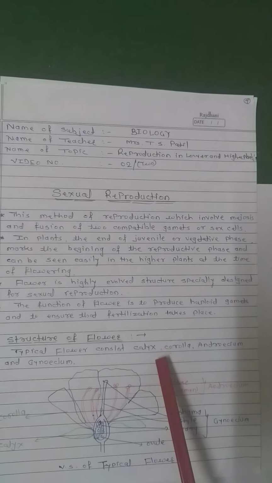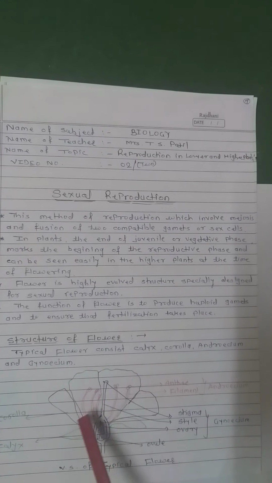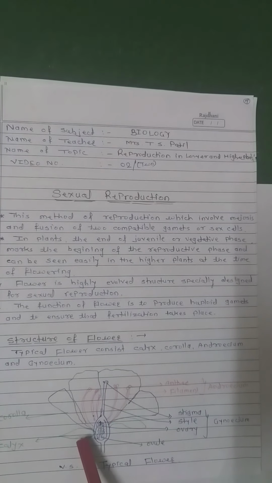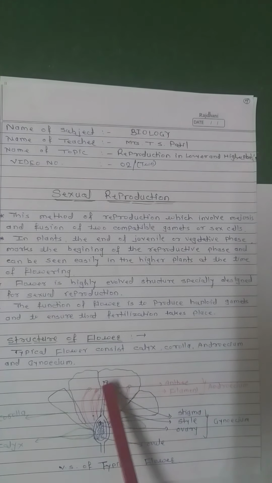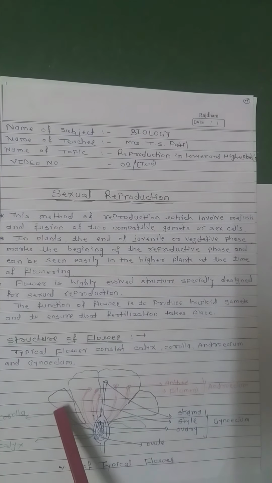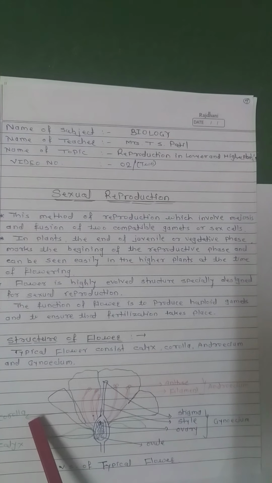A typical flower consists of calyx, corolla, androecium and gynoecium. These are the four parts of the typical flower. First part is calyx. It is the outermost whorl of the flower. It is made up of sepals. The calyx protects the flower in bud condition. Second part is corolla. It is made up of petals. These petals are large sized and bright colored. To attract insects for pollination is the function of corolla. Calyx and corolla are called accessory whorls because they do not take part directly in sexual reproduction.